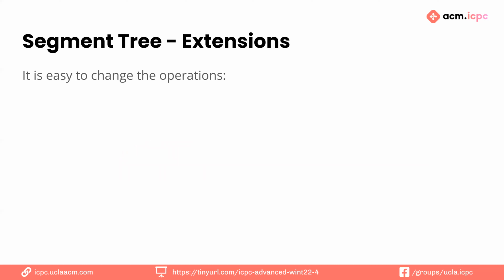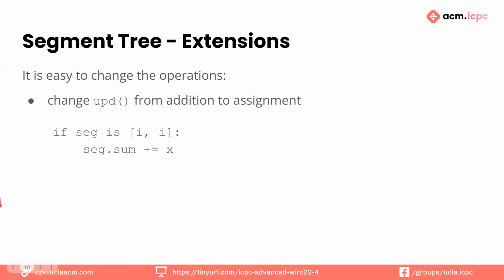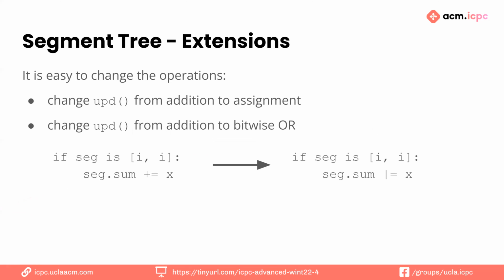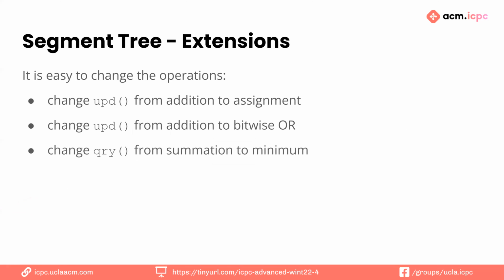And for some extensions. So far, we've only talked about summation for update and summation for query. We can easily change the update from summation to assignment. Before we had plus equals x, we can just change it to equals x to change it to assignment. To change it to bitwise or, it's the same thing. For query, it's a little bit more complicated.